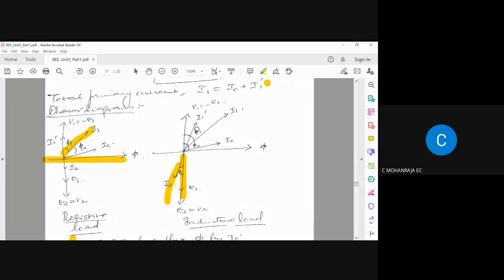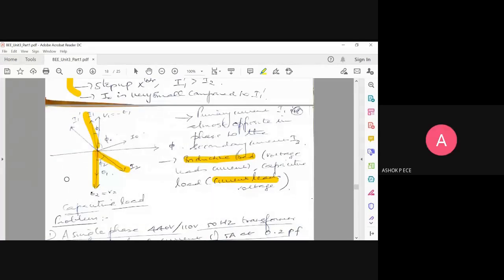Sir, can you repeat the capacitive load phasor diagram once? See, always first we'll draw the secondary side current only. That is going to dictate everything. After drawing all the flux, voltage and V1, E1, E2, V2, that is going to be the same for everything. In all three diagrams, what is constant is the flux direction. V1 equal to minus E1 direction is the same. E1, E2, V2 are not going to change. Only the current directions are going to change.